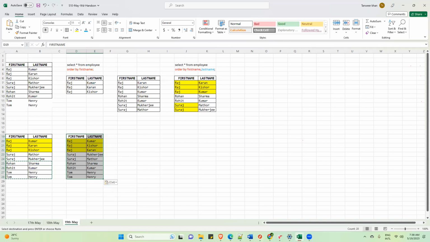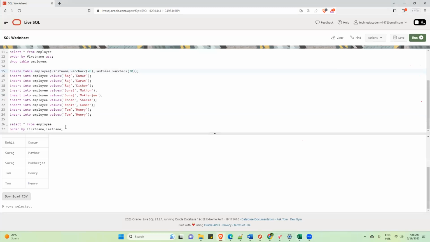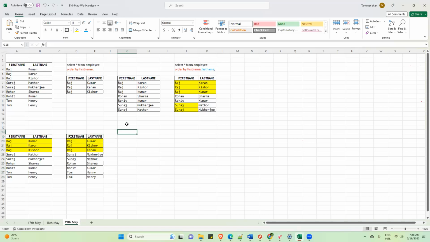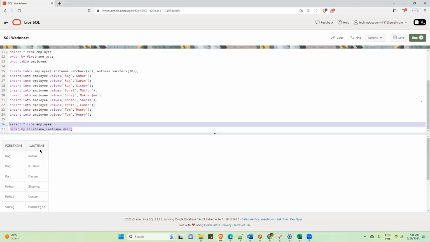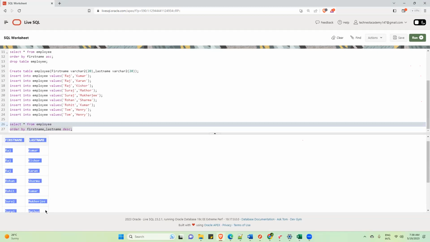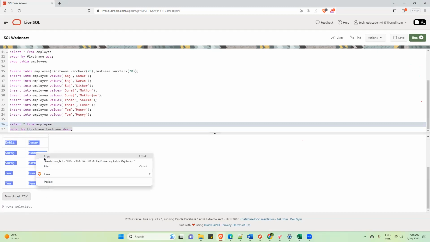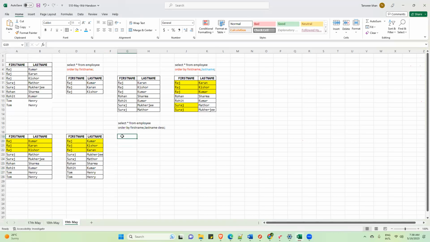Yes, this is the expectation of my manager. So now I will write a query. In this query, I will write last name DESC, descending. Let me run this query and then we will discuss the output. This is your output. Now, ignore the query, we will discuss it. Is this output as per the requirement? Are the outputs the same? Please verify this. Yes, the output is the same.